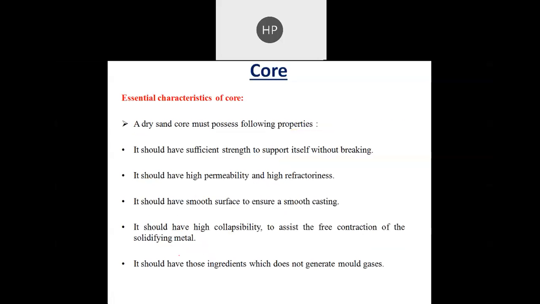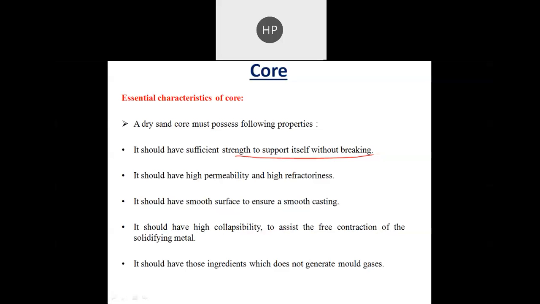Then what are the essential characteristics of the core? It should have sufficient strength to support itself without breaking. As we know, the core is generally made up of sand, and when we fix it into the mold cavity, it should have sufficient strength so that it will not break down in that mold box. So that is the must criteria.